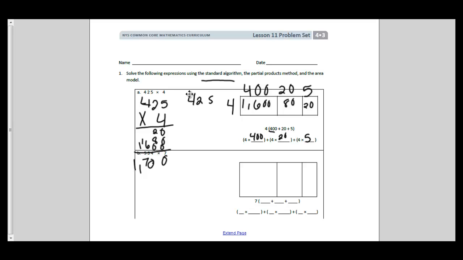So 425 times 4. 5 times 4 is still 20, but we're going to carry the 2. And 2 times 4 is 8 plus 2, 10. And then 4 times 4, which is 16, plus 1, which is 17. So notice we got the same answer. And if I came over here and added all three of these areas together, I would still get 1,700.